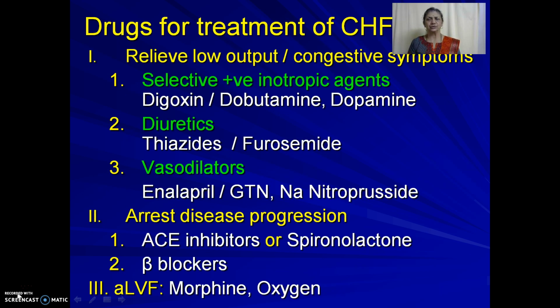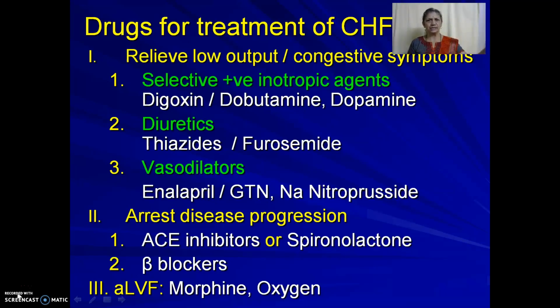So these are the drugs for treatment of CHF and acute LVF. The drugs to relieve low output or congestive symptoms are selective positive inotropic agents: digoxin in chronic management, dobutamine, and if not, then dopamine for acute management. Diuretics: thiazide for chronic management, furosemide for acute LVF. Vasodilators: enalapril for chronic management, an ACE inhibitor, and GTN or sodium nitroprusside for acute management.